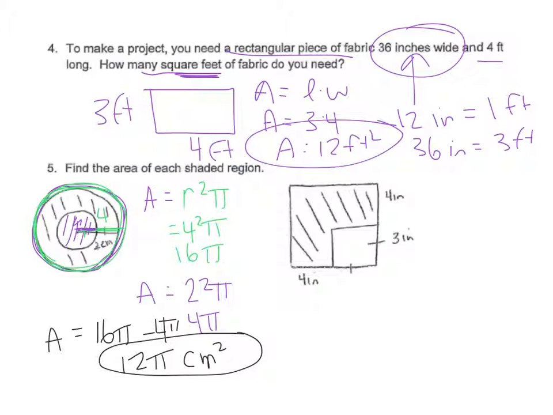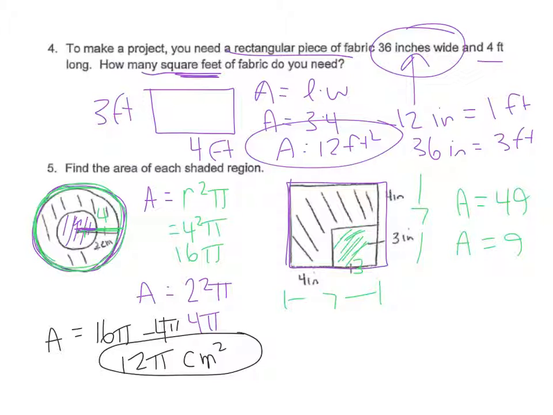Just like the last one, we need to take the area of the outside and subtract the area of the unshaded region. So the area of the outside, this distance is 7. It's a rectangle. This distance is 7. I know this is 7 because this is 3. So the area of the outside is 7 times 7, which is 49. The area of the inside is 9. So the answer is 40 inches squared.